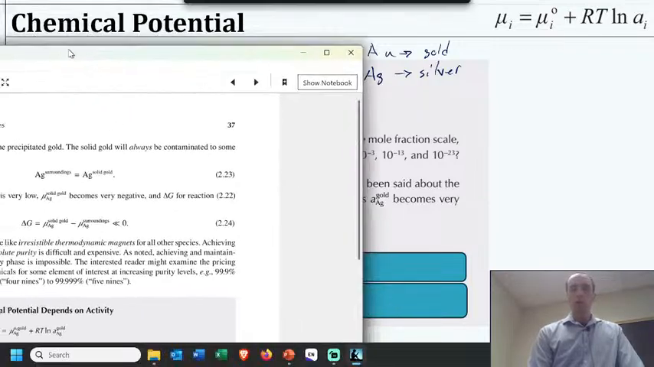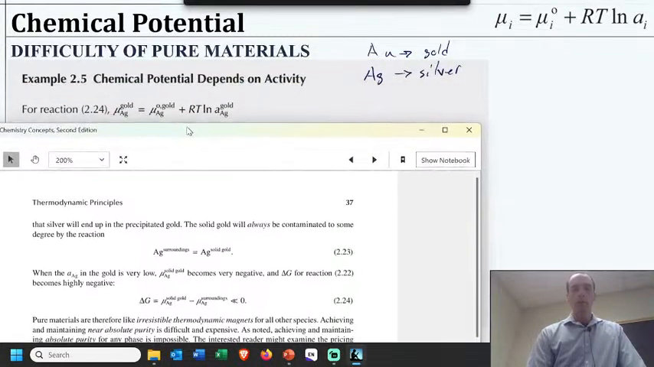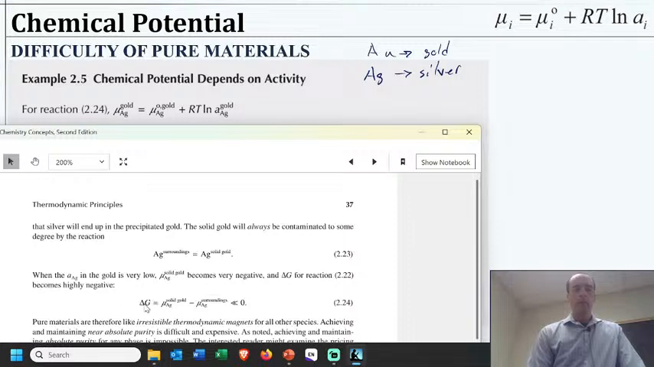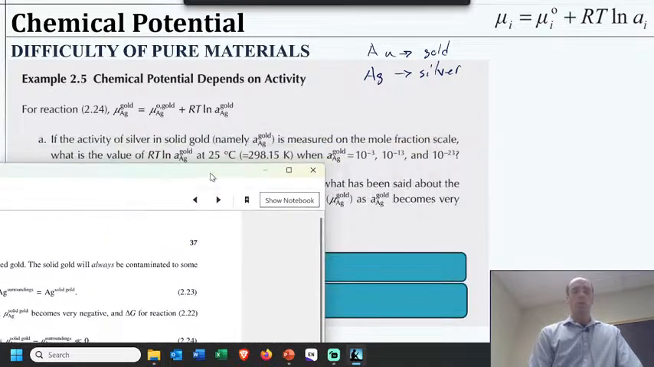Just to show you real quick, this particular book is where I got it from. It's saying delta G is equal to mu of silver in solid gold minus mu of silver in the surroundings, which is a very small number. It's saying a lot less than 0. So I'm going to write that up.